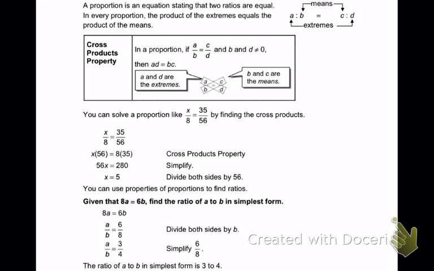Good. So if I look here at these proportions, I can use cross products, 35 times 8, and then 56 times x. Okay, cross products and solve.